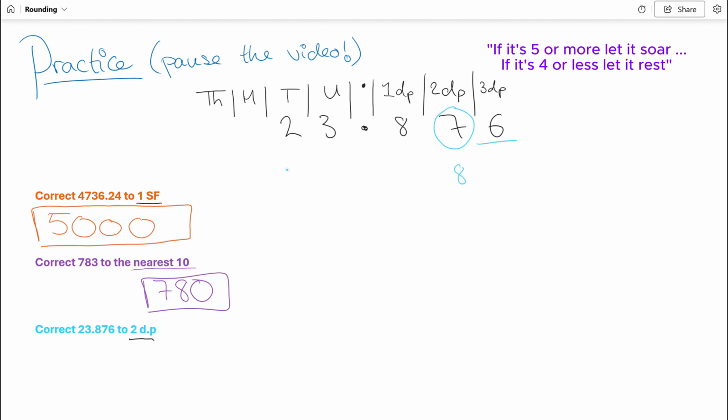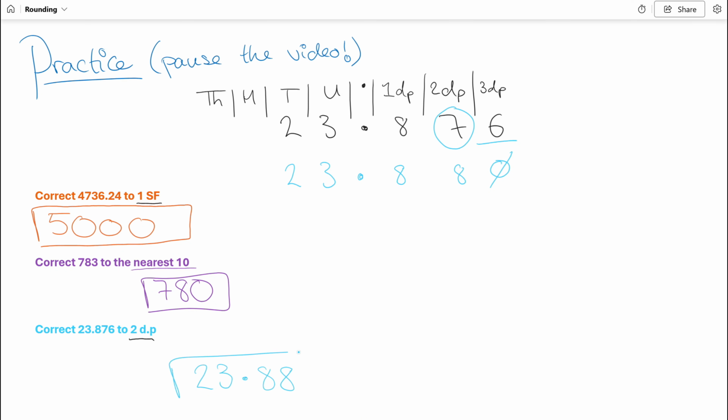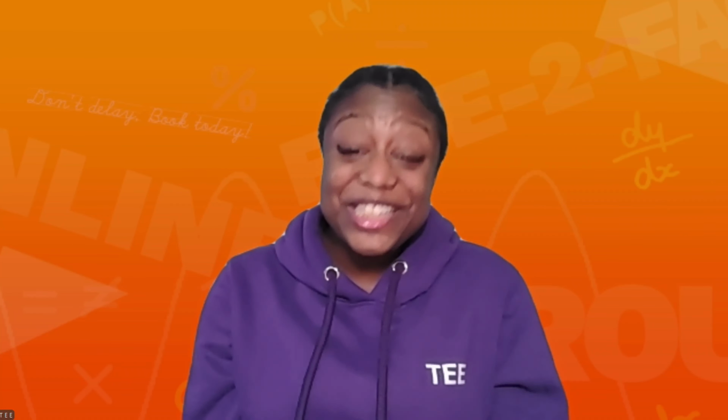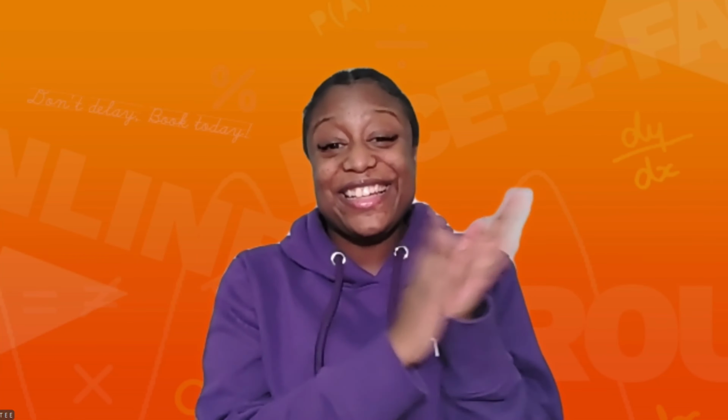We write down all the other numbers that are there, and then the one from the underlined is going to turn into a 0. It is the end of our decimal, so we don't need it. So our final answer for the final question is 23.88. And there we go. So that was rounding numbers, and now you can split the bill fairly.